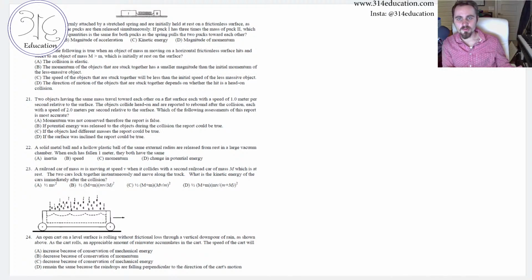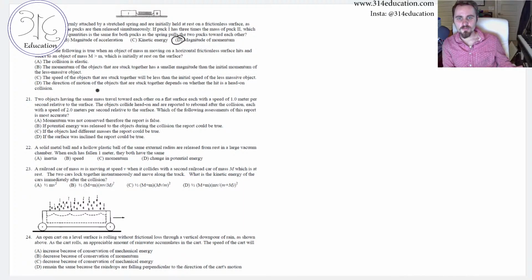Which of the following quantities is the same for both pucks as the spring pulls the two towards each other? The magnitude of momentum. We've been through this, right? Acceleration isn't going to be the same. Speed isn't going to be the same. Their masses are different, so the changes in masses is going to affect everything. If they have unequal masses but equal momentum, they can't have equal kinetic energy. So that rules out A, B, and C, leaving D as our best option.